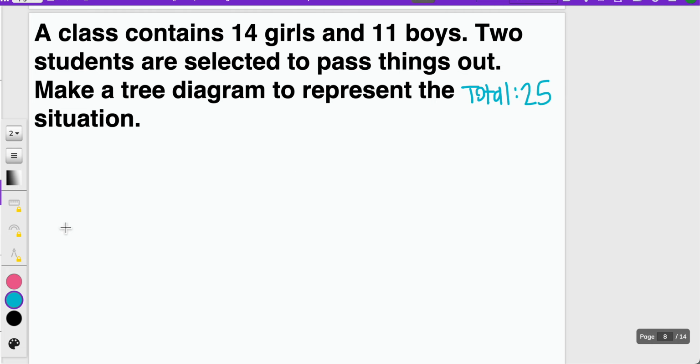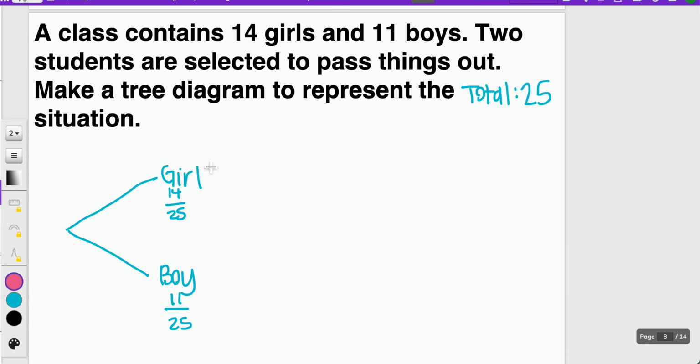Okay, so we break it up into 2 sections at first. The first choice you can have is a girl or a boy. If you choose girl, that is 14 out of 25, and if you choose boy, that is 11 out of 25. From the first pick, now we can do what happens when I pick next.